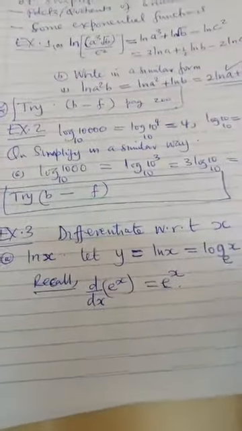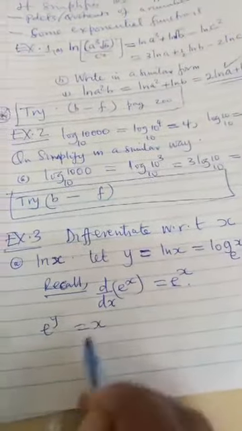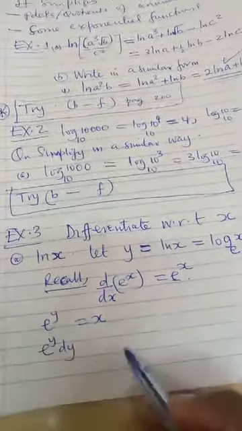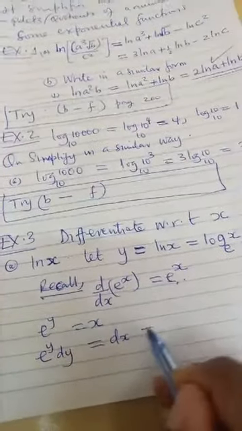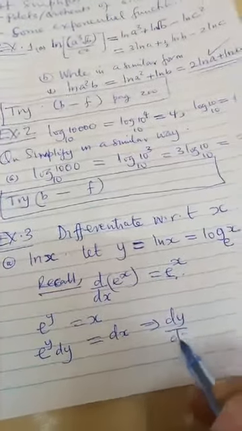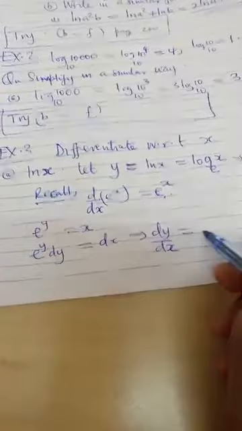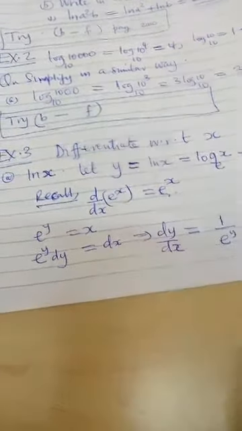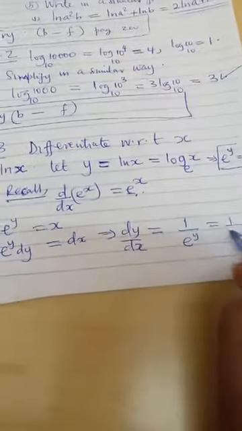Meaning that if we have this and want to differentiate e to the power y is equal to x, we shall have e to the power y dy. When we differentiate, it stays the same. Should be equal to dx. This will imply that dy dx, which we want, dividing by dx everywhere, will be equivalent to 1 over e to the y. But remember, e to the y is x, so it is 1 out of x.